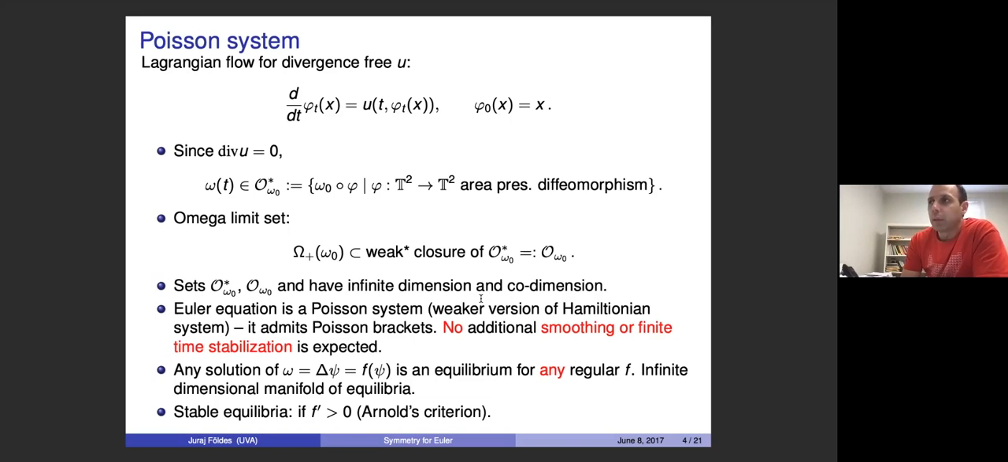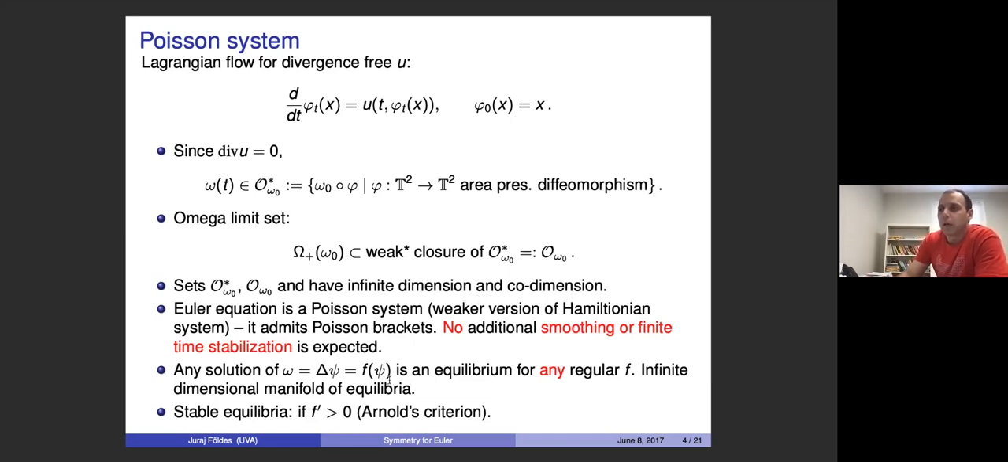So Euler's equation is kind of a Hamiltonian system. Actually, it's a Poisson system since it admits Poisson brackets. And there is no additional smoothing or time stabilization or anything like that. So we don't have any diffusion, we don't have any dispersion. This is pretty much a transport equation, so we don't assume any smoothing.